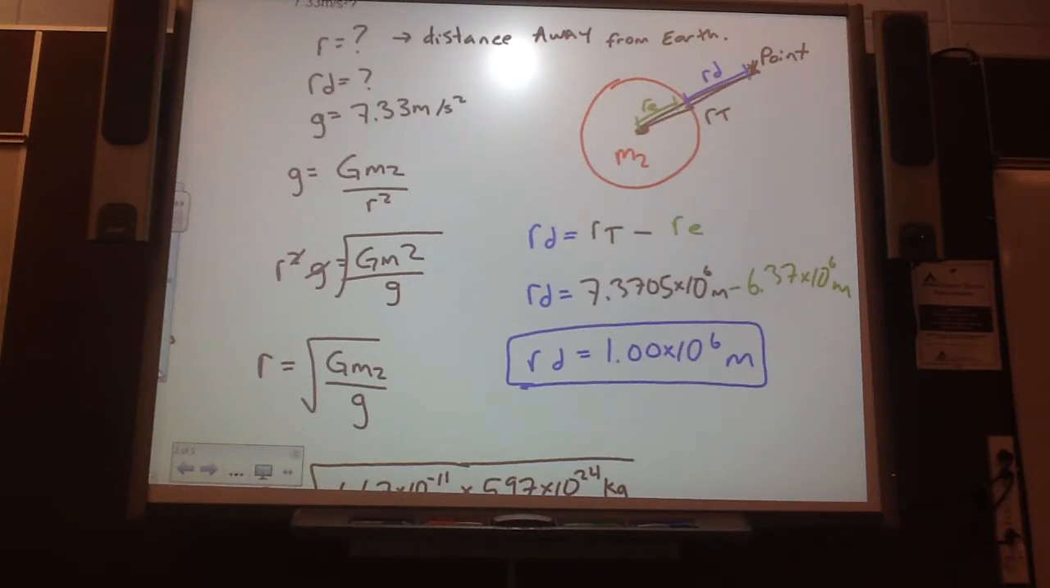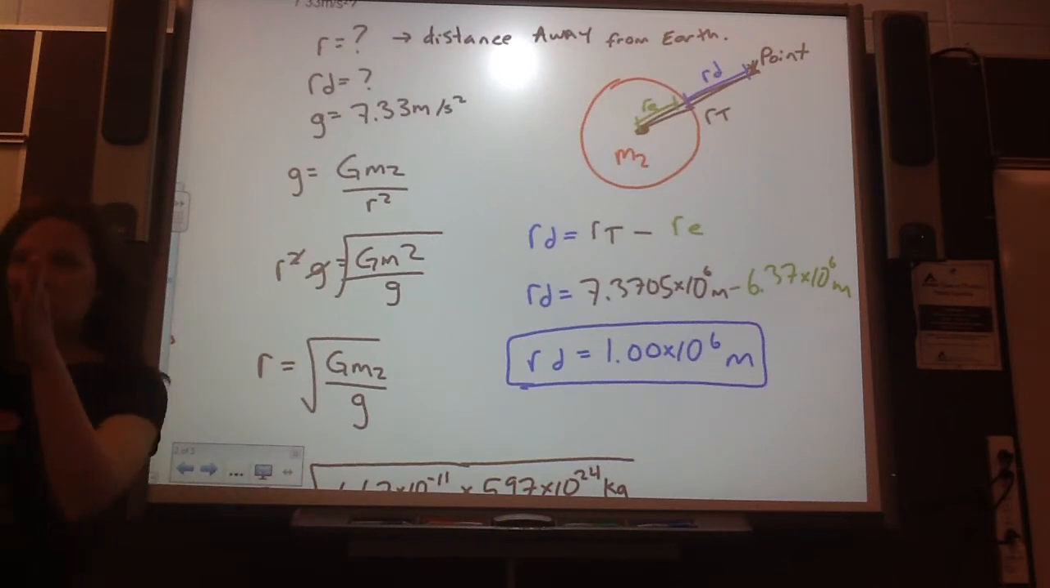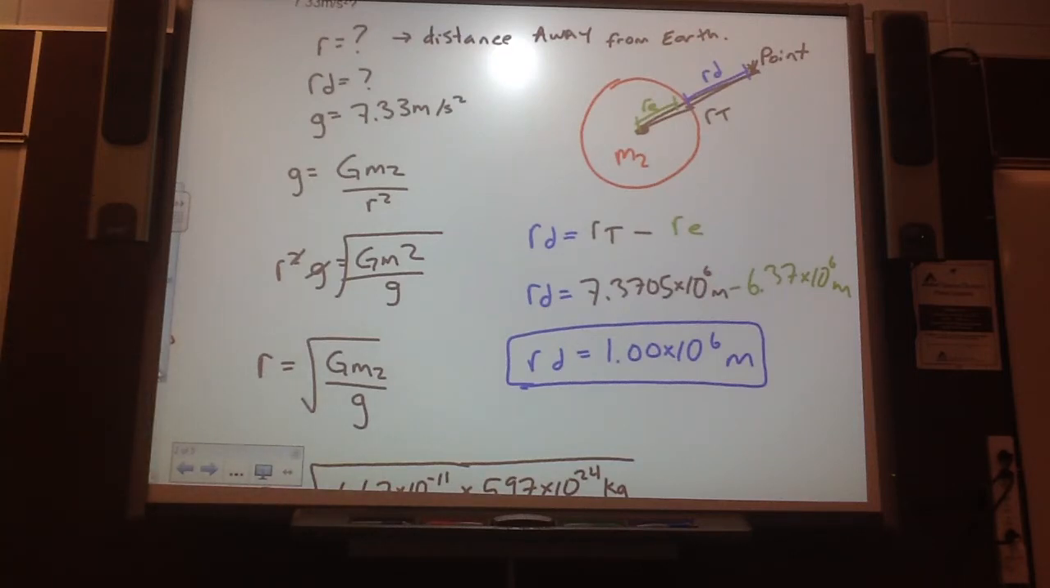Why do you assume that it's the whole distance? Do you always assume that it can be? Yes, so this equation refers to the center of one object to the other object. So when you're calculating it, you're always assuming that if you're with a planet or Earth, that it's from the center.